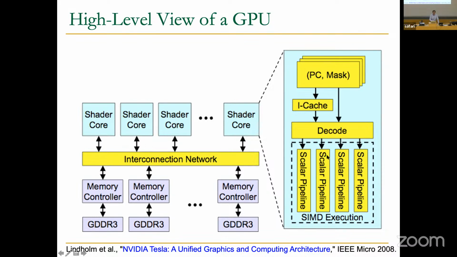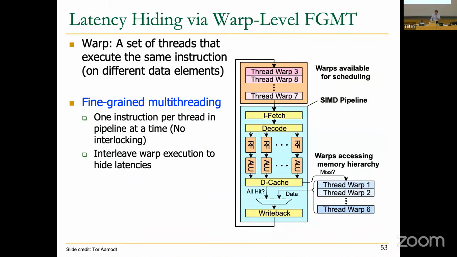You can actually execute 4 of these same operations in different pipelines, and that warp goes to the pipeline and eventually gets out, goes back to this pool of warps that you can schedule. So what a GPU does today is it schedules these warps into the pipeline, and the pipeline remains very simple. Let me finish this, and then we're going to take a break. So what is the benefit of this warp level fine-grained multi-threading? We've already discussed warps, but basically you have one instruction per thread in the pipeline at a time. So the pipeline is very simple, no interlocking.